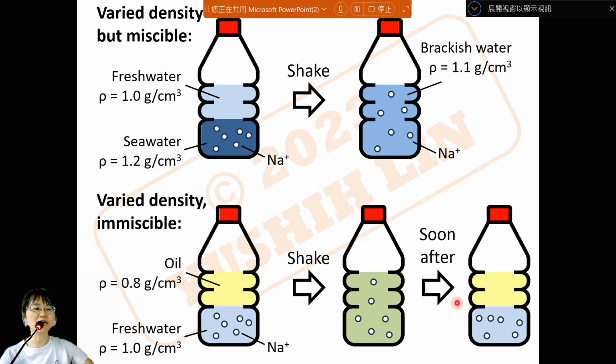They will again follow their nature, which is their density. Oil will always be at the top and water will always be at the bottom. And sodium here will stay with the fresh water, never with oil. That's the difference between these concepts.